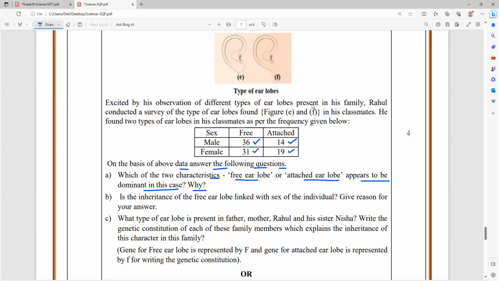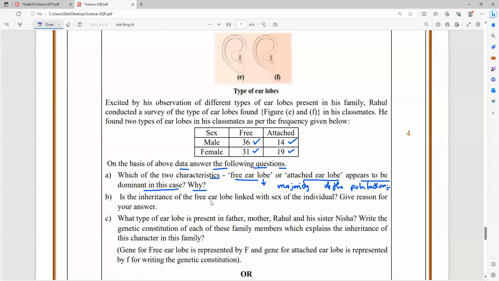Anybody? Which appears to be dominant? All of you? Already we know, free earlobe. Why? How can you say it is dominant? Anybody? Because the majority of the population has been seen with what? Free earlobe or attached earlobe? Everybody? Yes, free. So the majority of the population is seen with free earlobes. That is why this is the dominant one.